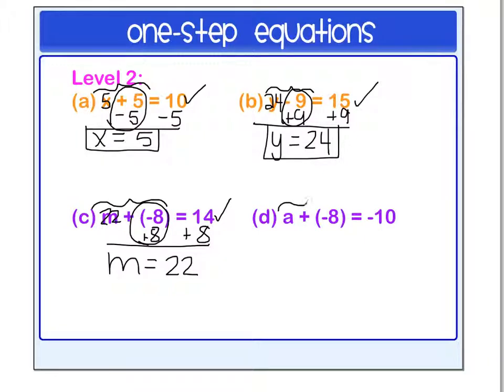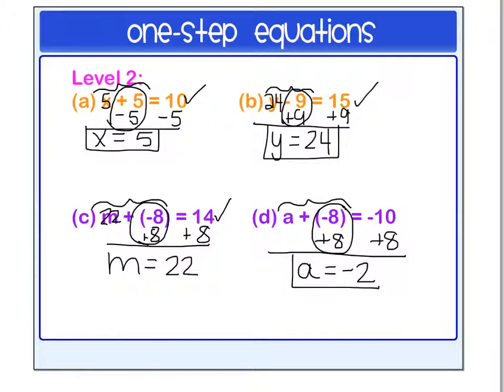On problem D, again, you'll notice that we have this negative number. We want to create opposites, and the opposite of a minus 8 is a plus 8. So I'm going to add 8 to both sides. This O is for opposites. They give me 0. And A is going to equal negative 10 plus 8, which gives me a negative 2. If I plug that in, negative 2 plus negative 8 gives me negative 10. And it checks out.